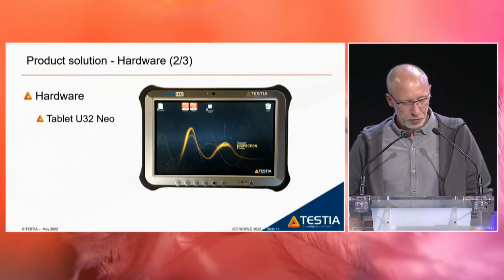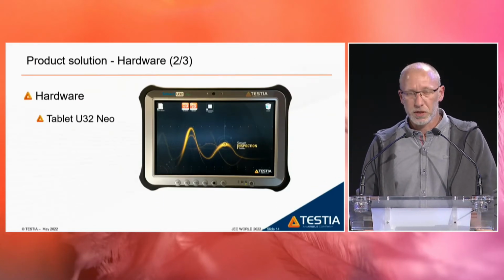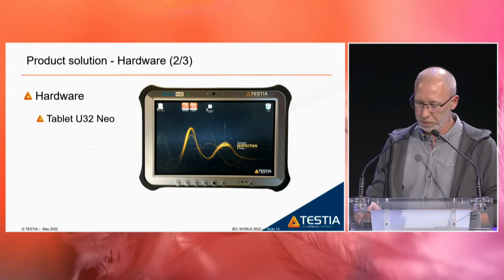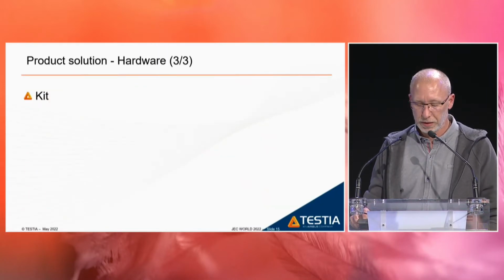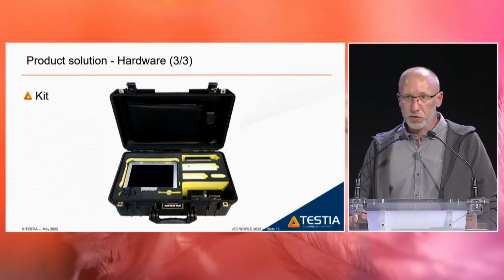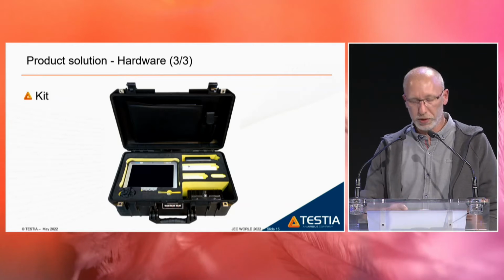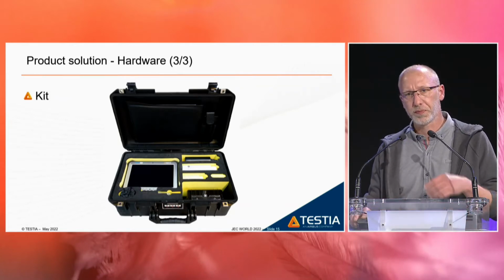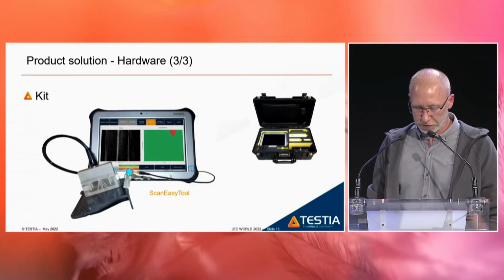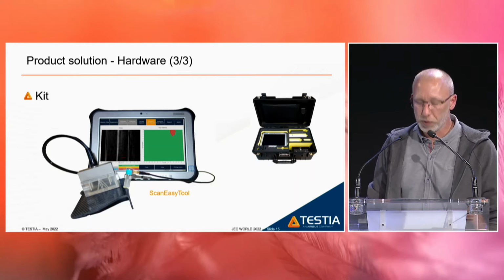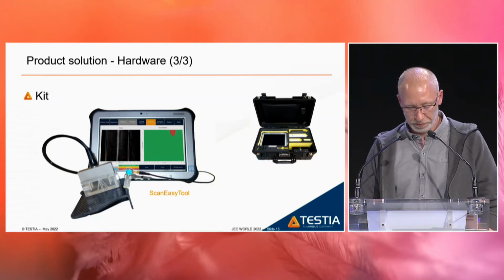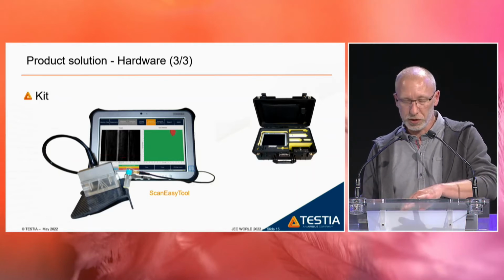We decide to install the software on our tablet U32 Neo. This device is already utilized for other products, and its capacity was proven. Then we design a case for the device. There are also all accessories needed: water coupling. So at this moment, we have seen that we are able to inspect a large number of parts and work everywhere. We are quite better than manual inspection for quality and inspection time, but not as efficient as we want.